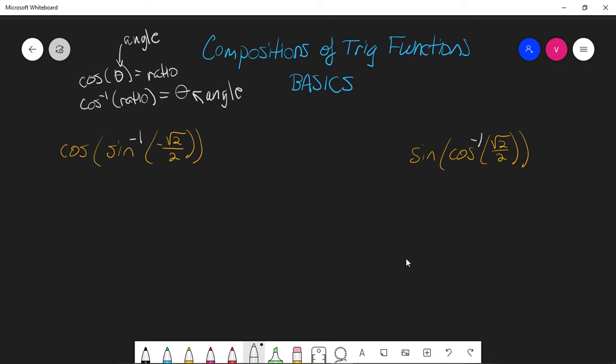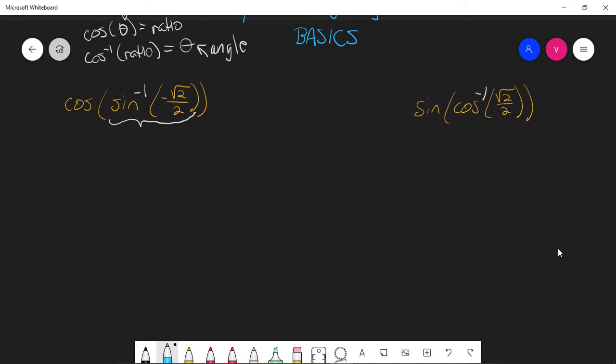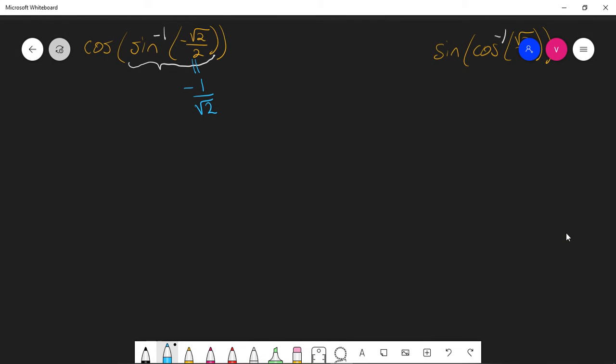So here's how we approach these problems. We're working from the inside of the parentheses out. So just look at this part right now, the inside of the function right here. We're going to do the sine inverse of negative root 2 over 2. One thing you should be aware of is your special right triangles as well. When you see negative root 2 over 2, that's the same thing as negative 1 over root 2. So you just have to be aware of that with your special right triangle.